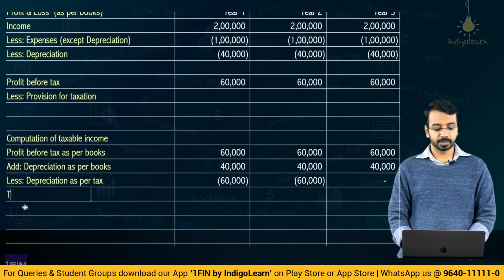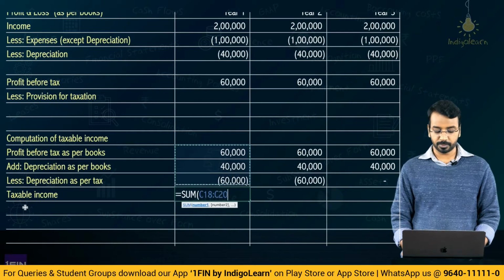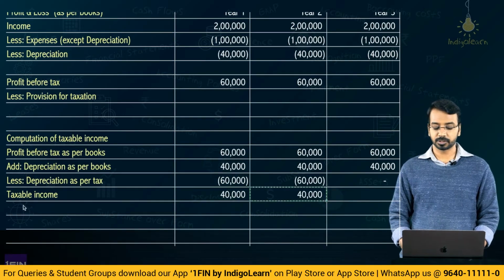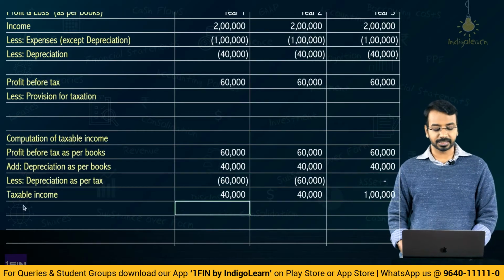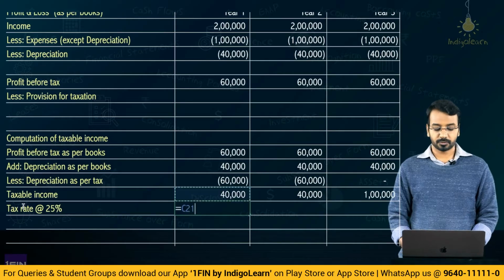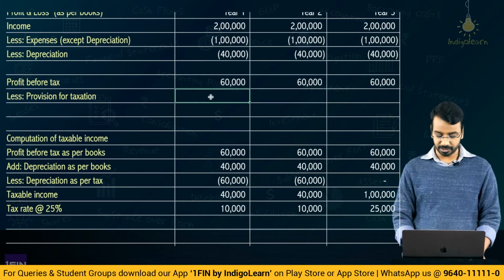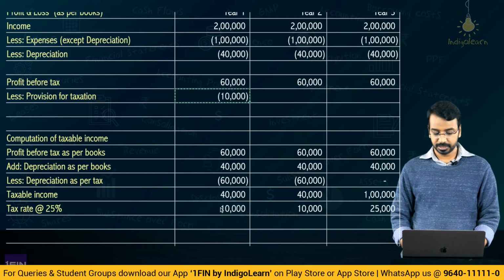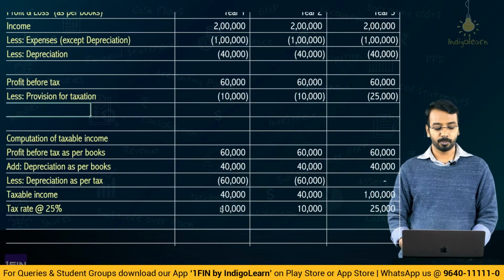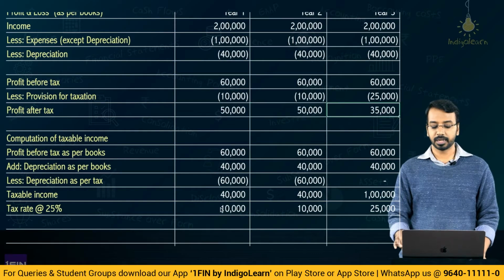Now what is the taxable income? Taxable income is 60,000 plus 40,000 minus 60,000. It is 40,000 here, 40,000 here, and 1 lakh here. Assume a tax rate of 25%, which is 40,000 multiplied by 25%, 10,000, 10,000, and 25,000. Now you would have taken this as provision, saying provision for taxation is 10,000, 10,000 and 25,000. So your profit after tax will be 60 minus 10, 50 here, 50 here and 35 here.